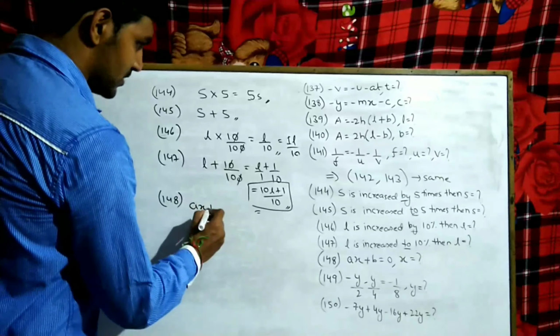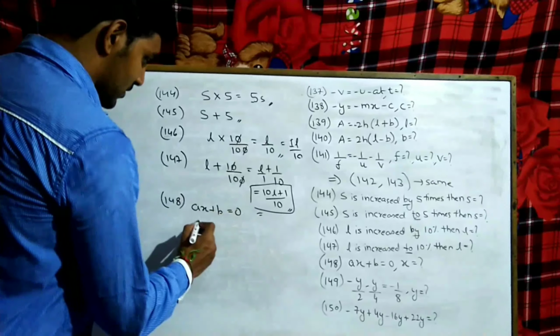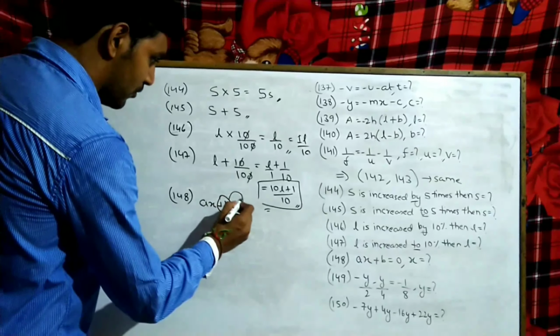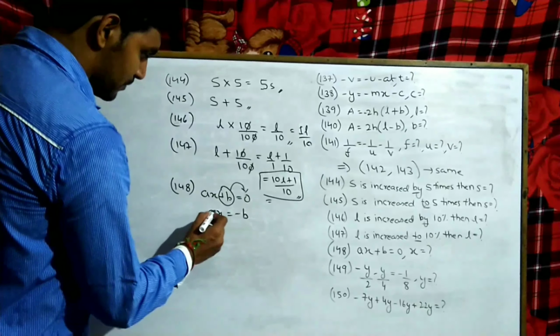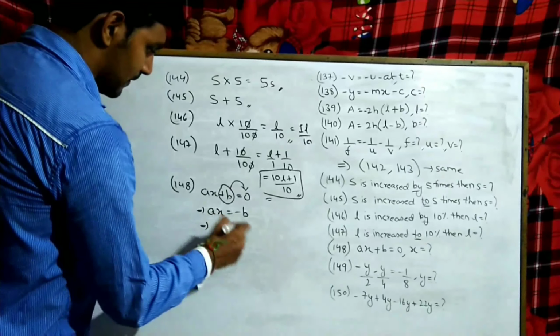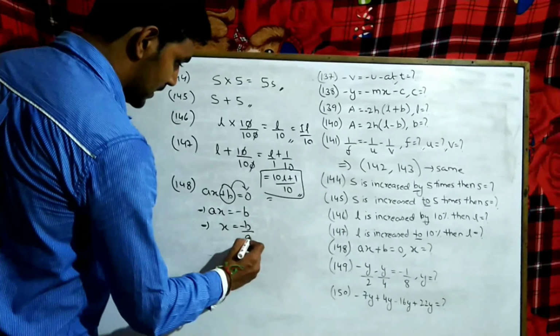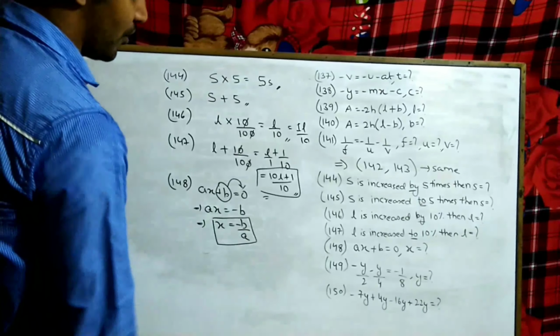Now 148: ax plus b is equal to 0. We have to find the x value. So I am sending b, plus goes to that side and becomes minus. So ax is equal to minus b. Now this multiply goes to that side and becomes division. So x is equal to minus b by a. Clear? This is 148.